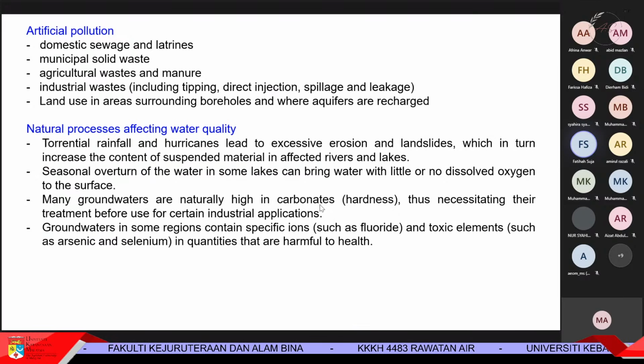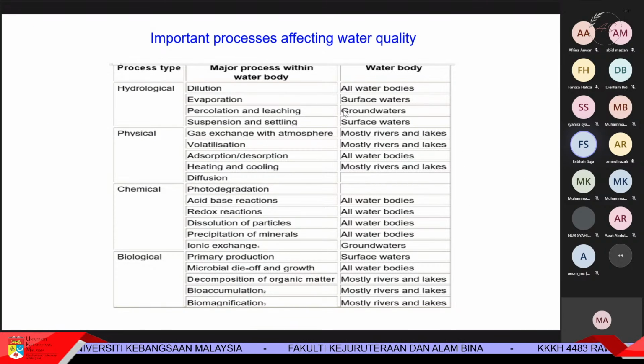Okay. So this table here shows you the important processes affecting water quality. Water body, hydrological, like dilution, will affect all water bodies. Evaporation, only surface water. Percolation and leaching, groundwaters. Suspension and settling, surface water. These are the major processes within the water body and how they affect it, whether it is only on the surface, whether it affects groundwater or throughout.